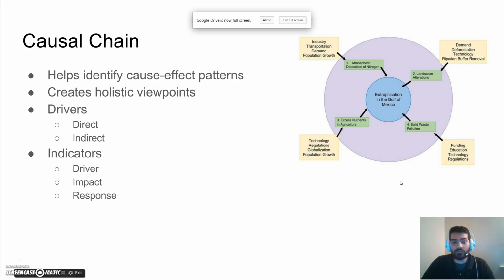They can be direct or indirect, and then there are the indicators. Indicators can be drivers, which are leading to the problem, or impact, which is the outcome of the problem, or a response to the outcome.